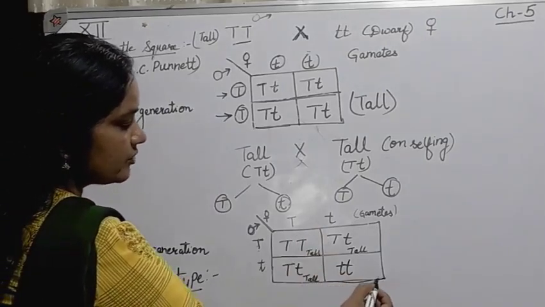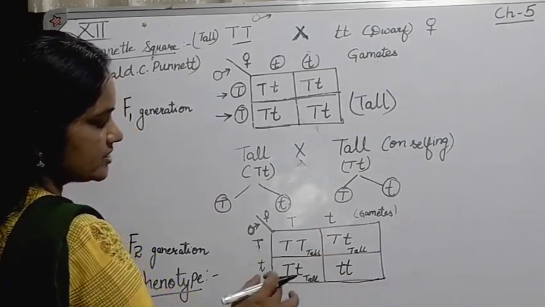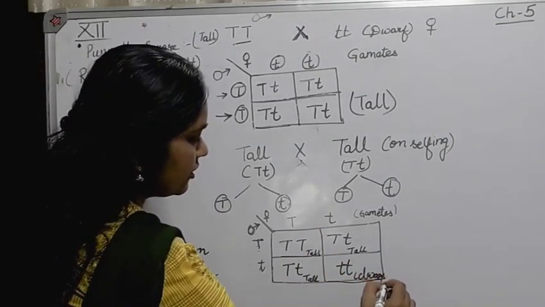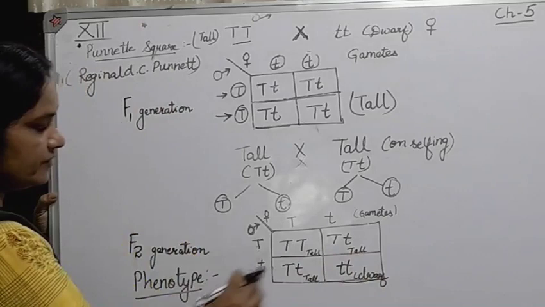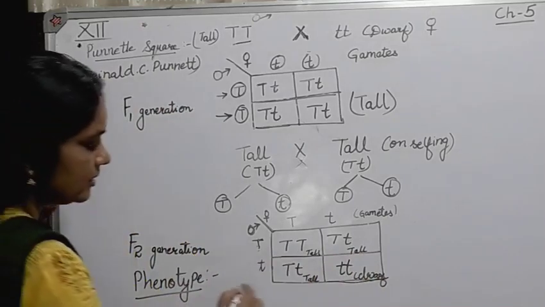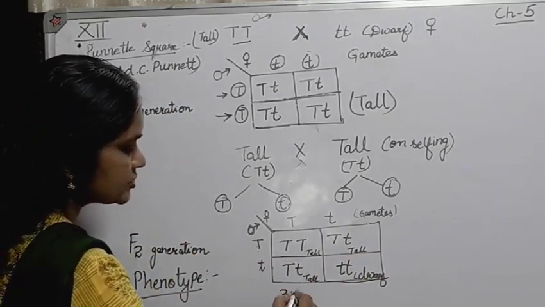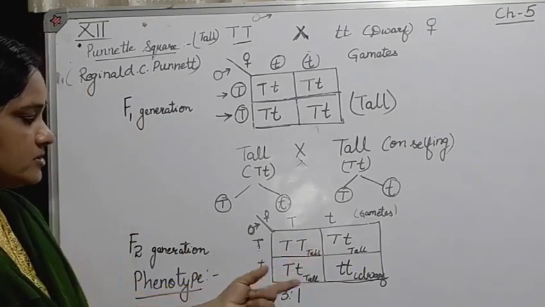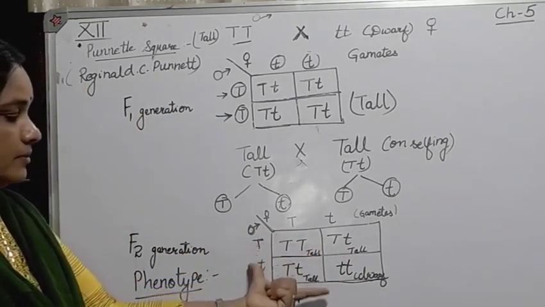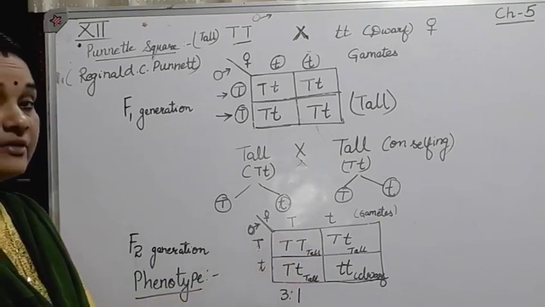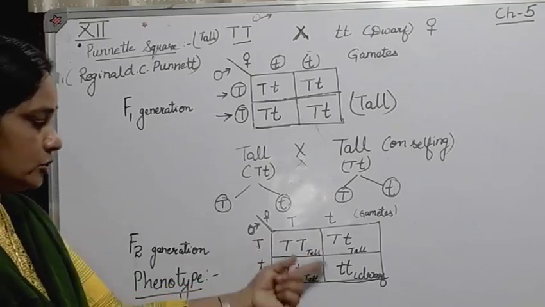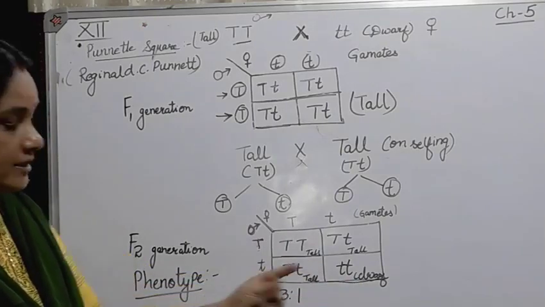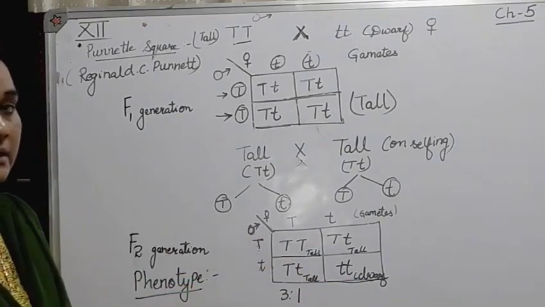But in the last one, where both the gametes were small t and small t, this plant was dwarf. So the ratio of the tall plant to the dwarf plant was 3:1. Okay, that was the ratio. So 3 plants out of the whole variety, that is 75% of the plants, were tall and 25% of the plants were found to be dwarf. So that is the phenotype, the external characteristic.